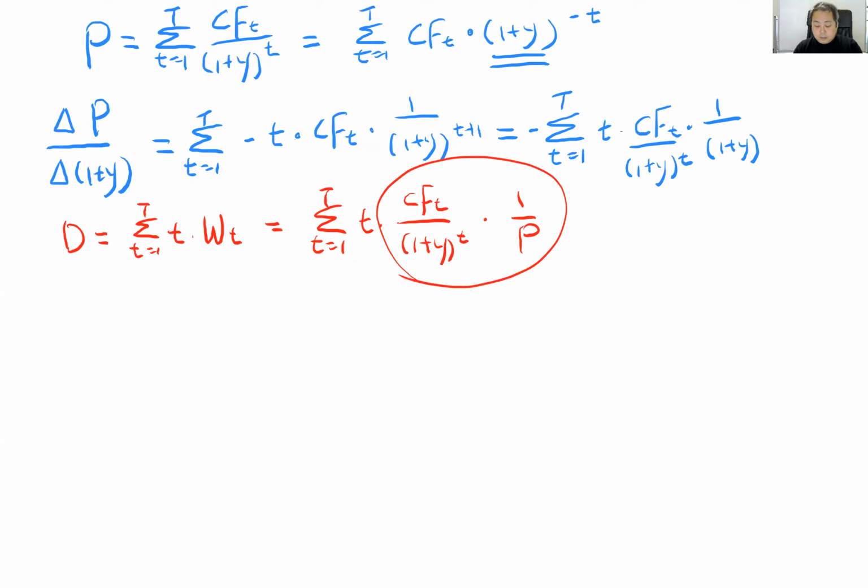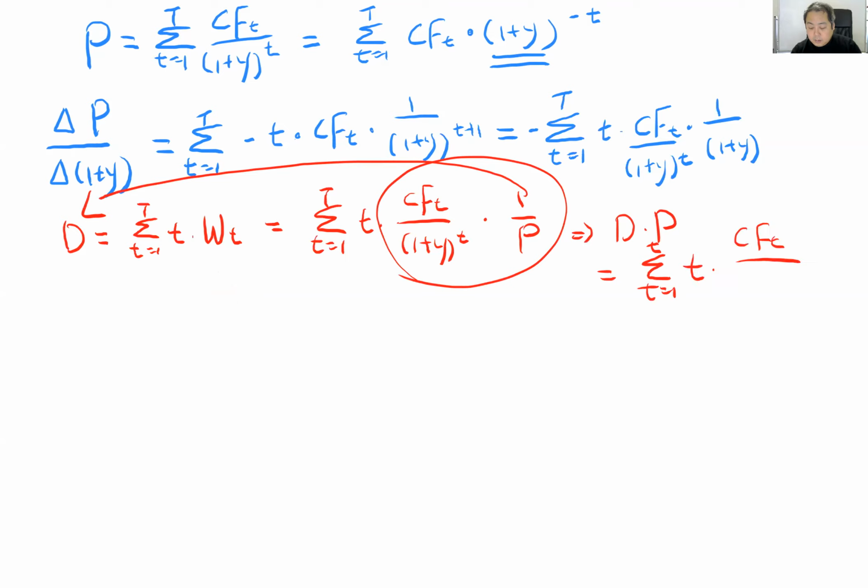From this, we can rewrite this now. D times P equals, so P you can actually bring over here, equals the sum of t times cash flow t divided by (1 plus y) to the t. So that's D times P.